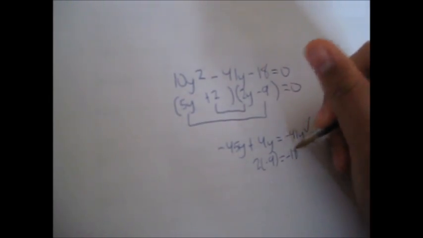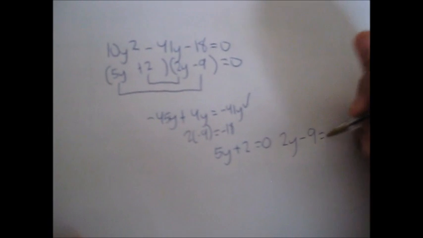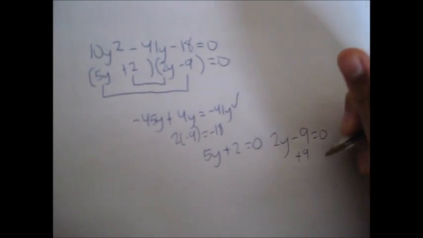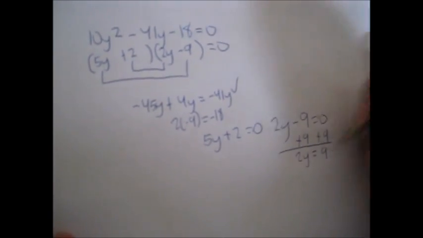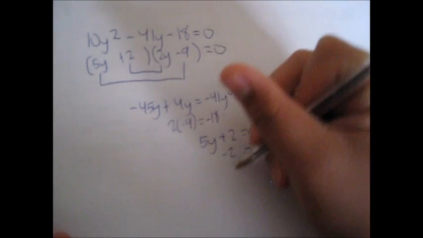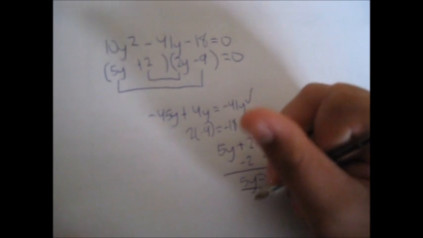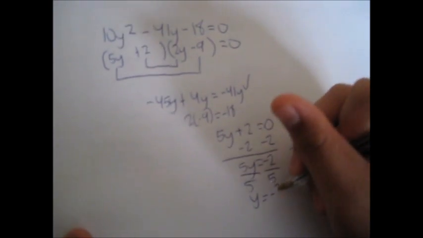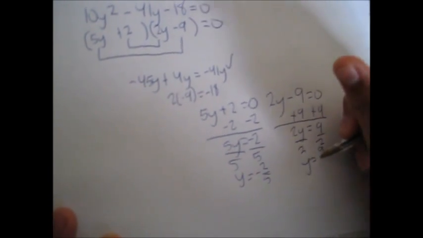You can also make sure your two last terms are multiplied correctly to the last term in the polynomial. So now you want to add an equal 0 to the two parentheses, and you can ditch the two parentheses to make them two individual equations. Okay, so on the left you will have y equals -2 over 5, and on the right you're gonna have y equals 9 over 2.